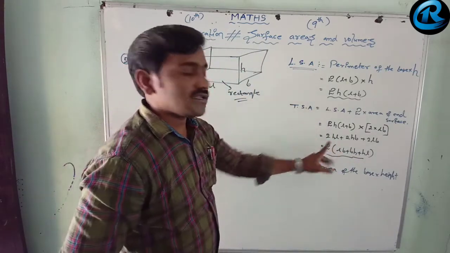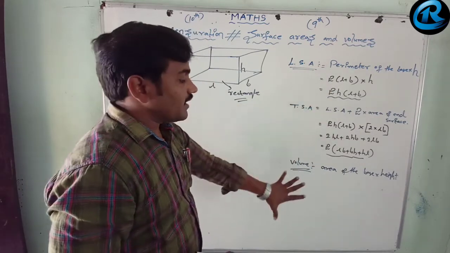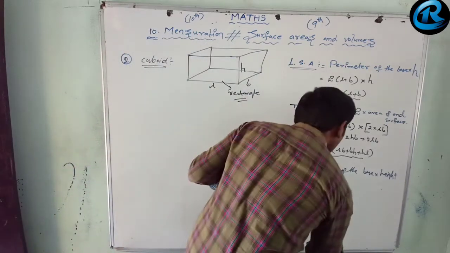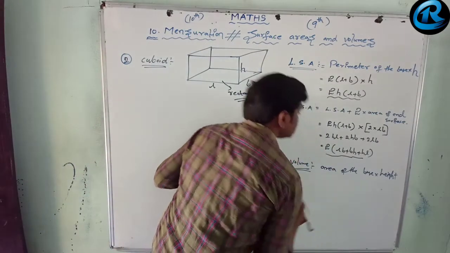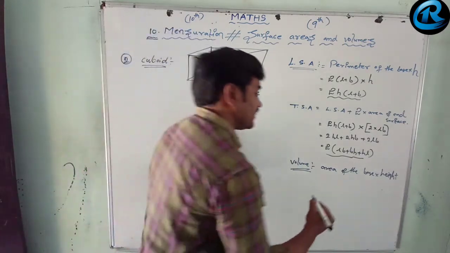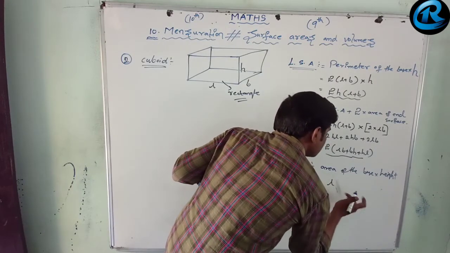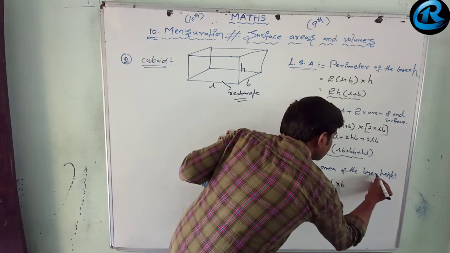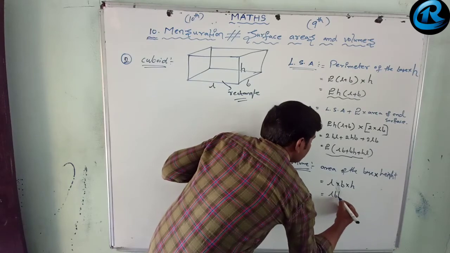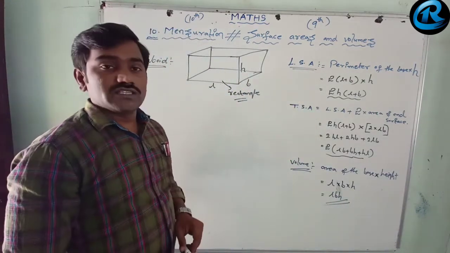If you remember these formulas, that's enough, but this is an explanation of how we got those formulas. Now let us go for the volume of the cuboid. The volume of the cuboid is area of the base into height. Area of the base, that is the area of the rectangle, L into B, into height, which is H. So the volume is L into B into H, LBH. And this is the volume of the cuboid. I hope you understood this.